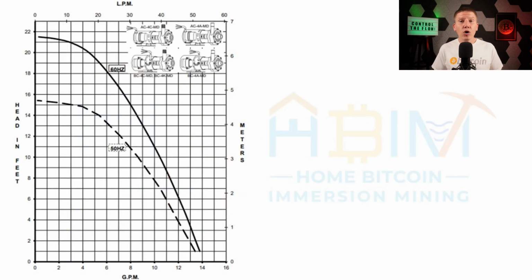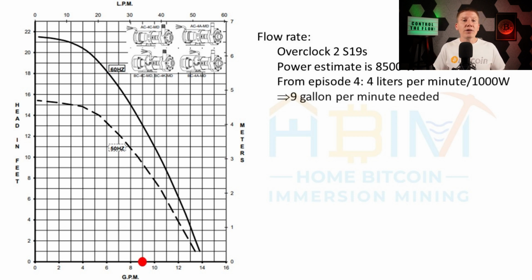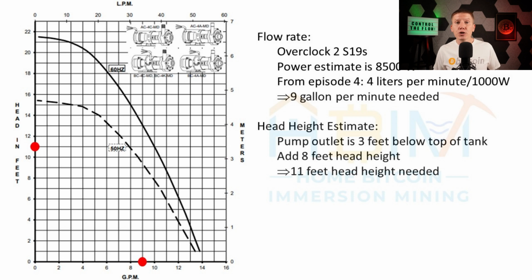Here is a pump curve chart from a pump manufacturer. And now let's say, for example, I've got two S19s that I'm deciding to overclock with the resulting power input of 8,500 watts. Now from episode 4, where we covered how to calculate needed flow rates, this means I'll need about 9 gallons per minute of fluid flow. Now let's say the distance from my pump to the top of the tank is 3 feet, and we'll add about 8 feet worth of fluid restrictions as a rough guess, and that gives us a head height of 11 feet.